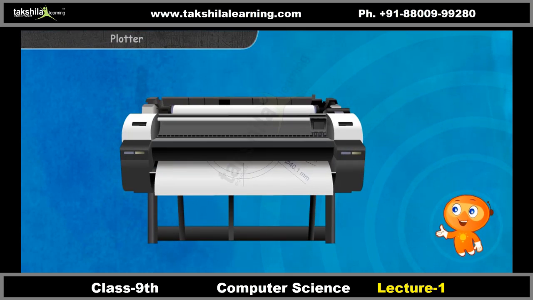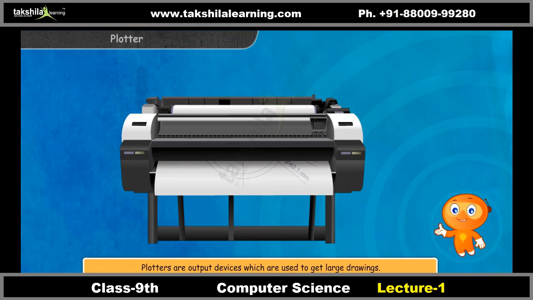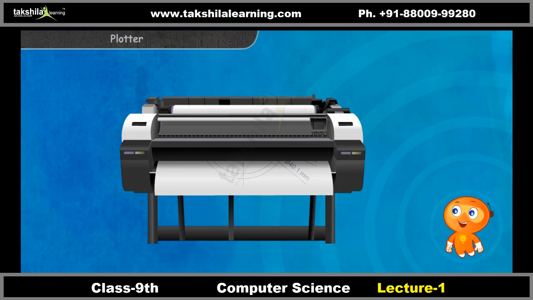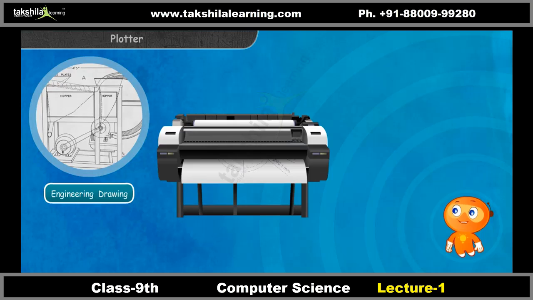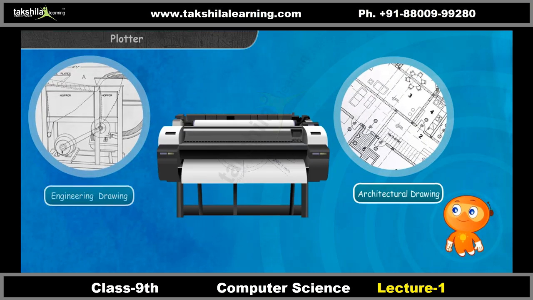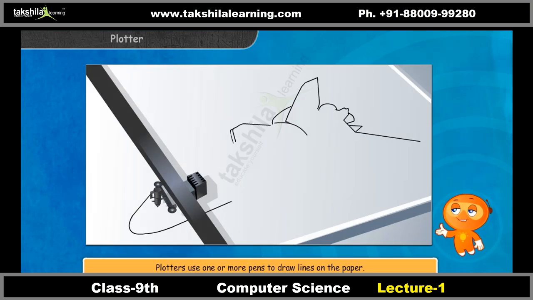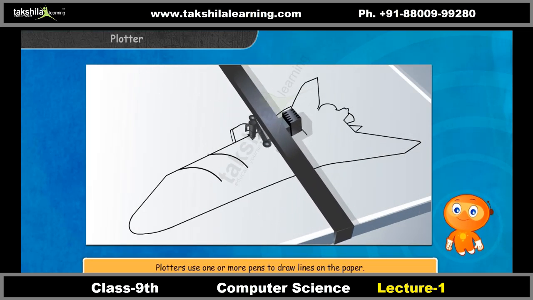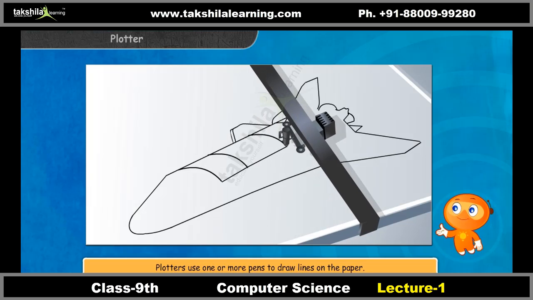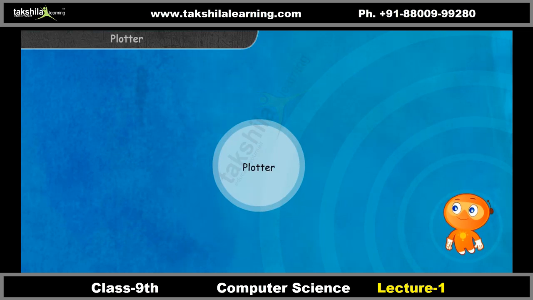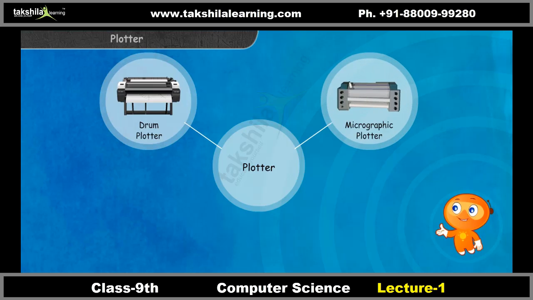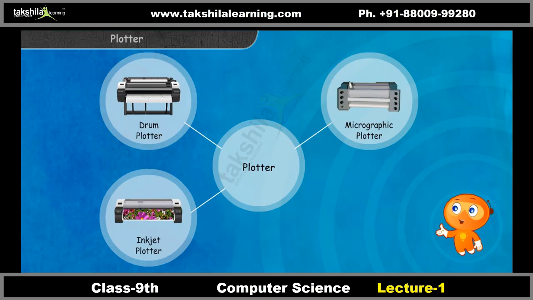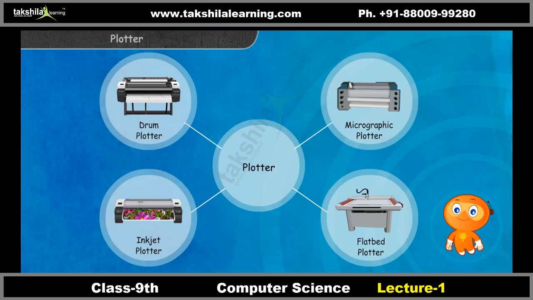Let us learn about plotters. Plotters are output devices which are used to get large drawings. It is usually used for getting engineering and architectural drawing. Plotters use one or more pens to draw lines on the paper. There are mainly 4 types of plotters: drum plotter, micrographic plotter, inkjet plotter, flatbed plotter.